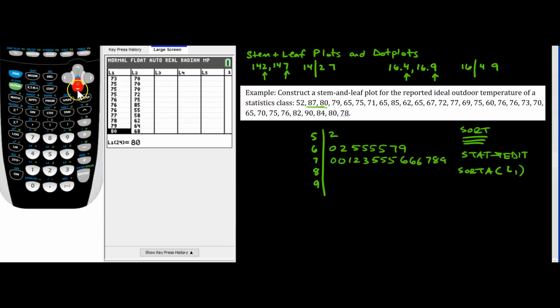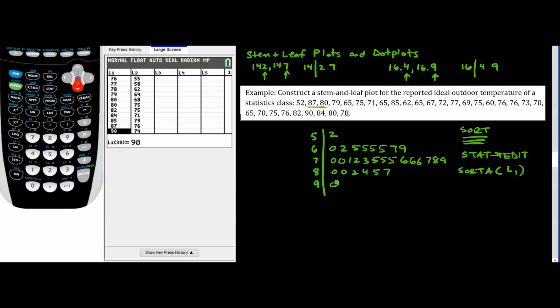In the 80s, we have 2 zeros, a 2, a 4, a 5, and a 7. So 2 zeros, a 2, a 4, a 5, and a 7. And then we have 90.